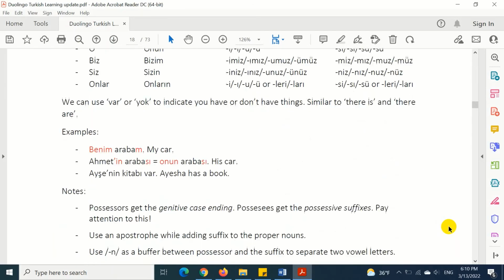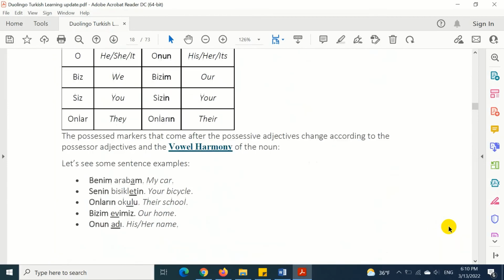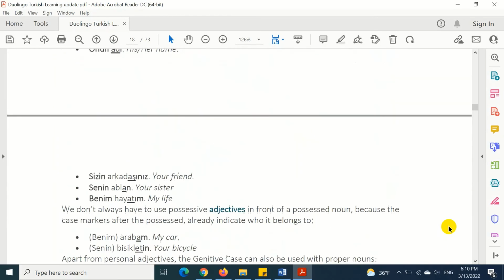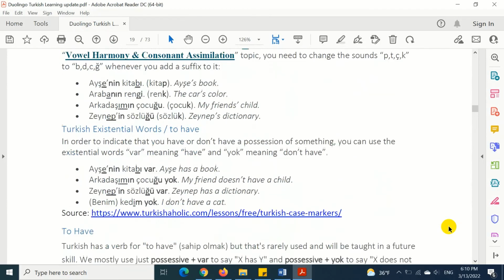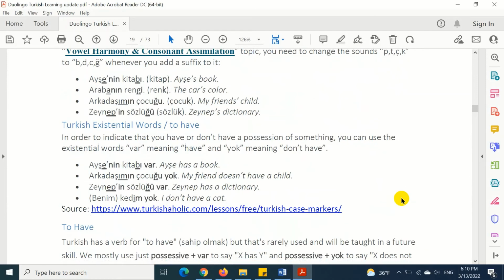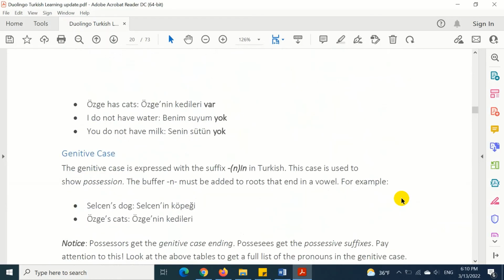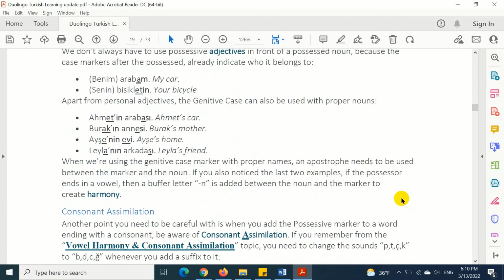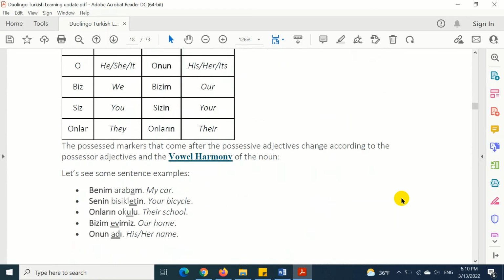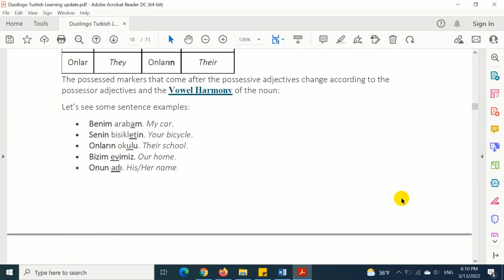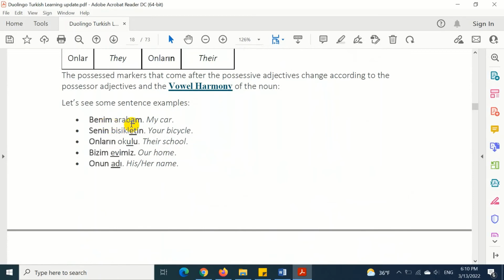Well, let's see some more examples. Here are a lot of examples that I have collected from different sources. You can see these examples. Benim arabam, senin bisikletin, your bicycle. Bisiklet, see, bisiklet, this part.